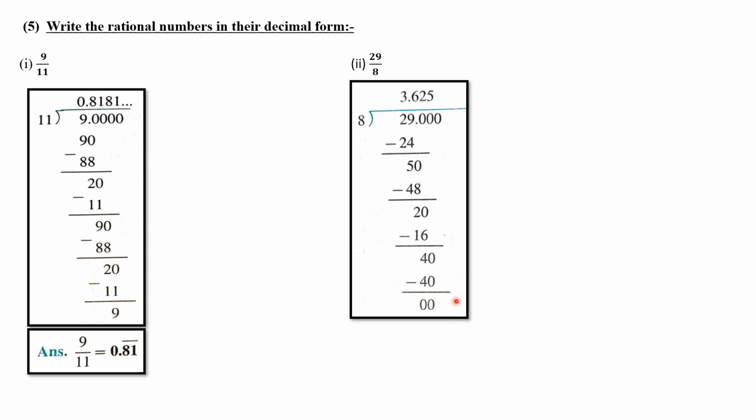So here complete division is taking place. So in decimal form you got 3.625. So the final answer: write down 29 upon 8 equal to 3.625, as there is complete division taking place. Let's move to our sixth question. What is given, students?